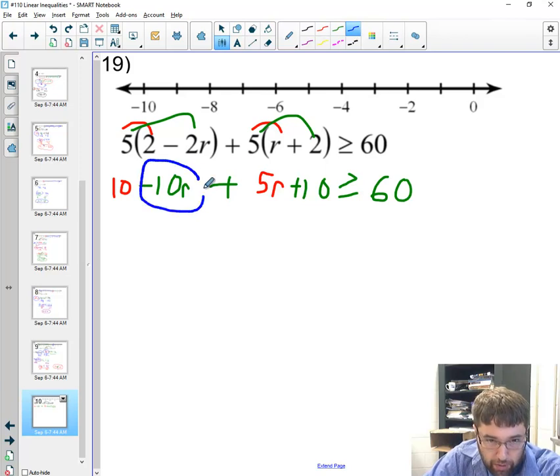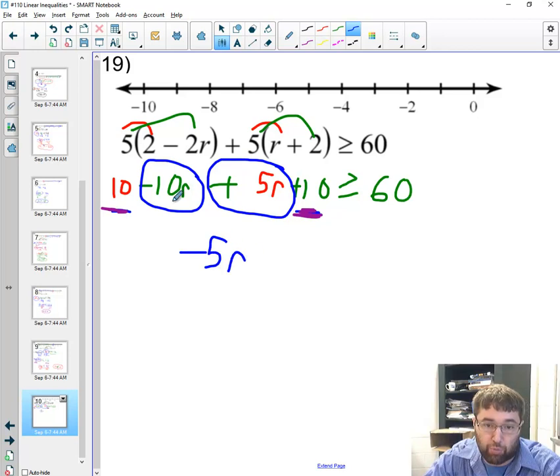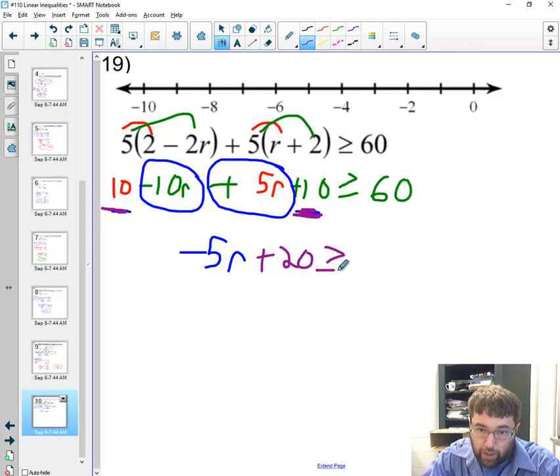We circle the variables. And I like to underline the numbers because I'm going to combine the numbers as well. But I'm going to underline them with a different color. So we have a negative 10r plus 5r is negative 5r because the negative number is bigger. We then have the plus 10, so that's plus 20, greater than or equal to 60.